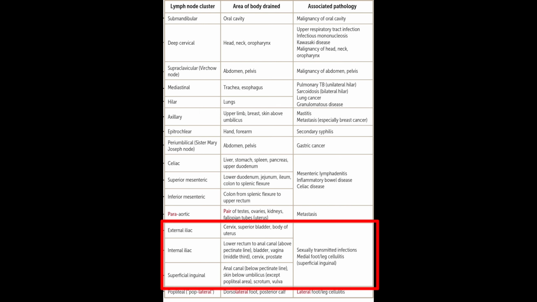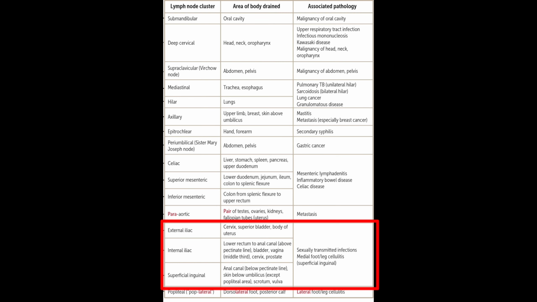Another group of lymph nodes that you should know consecutively are external iliac, internal iliac, and superficial inguinal. All of these are associated with sexually transmitted infection and medial foot or leg cellulitis, and the superficial inguinal lymph node is also associated with leg cellulitis.